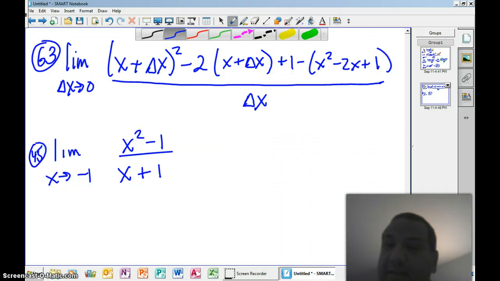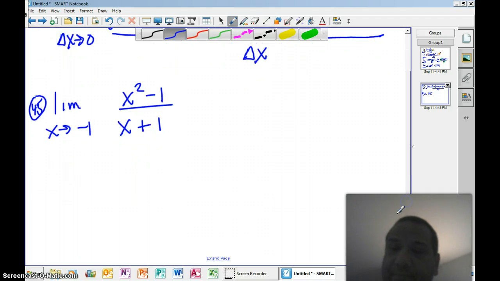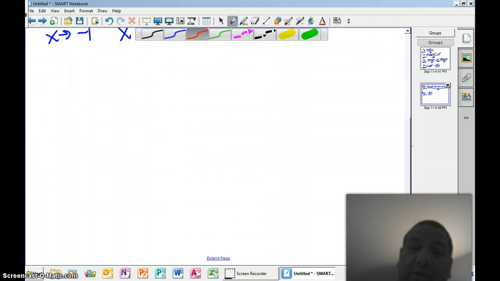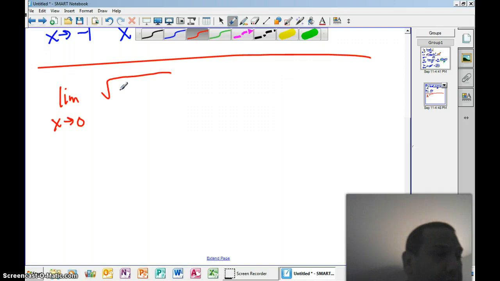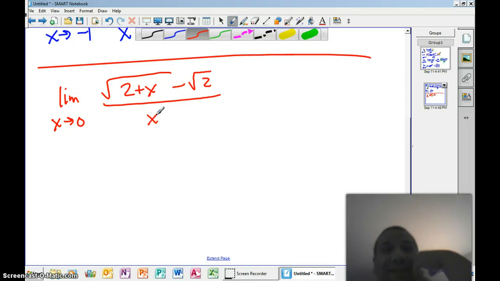Now, I want to get silly and crazy. And I want to show you something else. So you were doing these problems at home for 1.3, and you come across something that looks like this. All right, we're going to solve for the limit as x goes to 0 of the square root of 2 plus x minus square root of 2, all over x. I want to make sure I had it right.